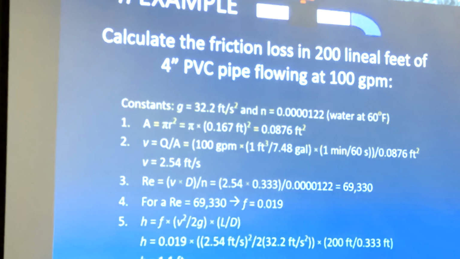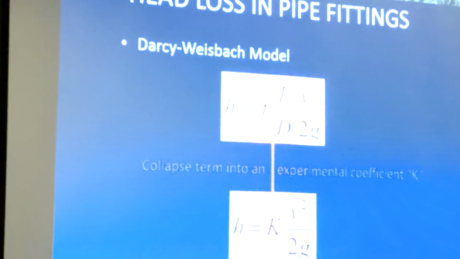Okay? So that's a simple example for the head loss in pipe. But there's not just pipe in research systems, unless you're FERT's system and you don't have any pipe. Usually there's pipe and fittings and valves. And so you can modify the Darcy-Weisbach, and the hydraulics folks do, they collapse the friction factor times L over D into K.